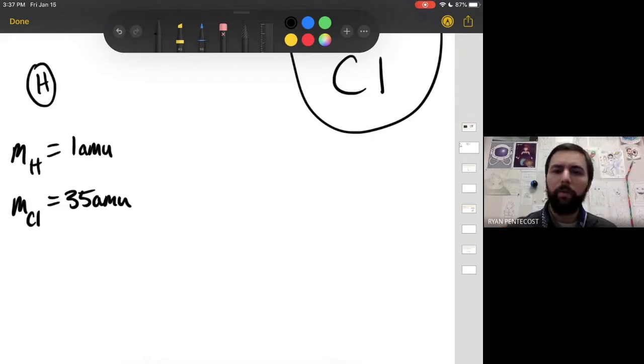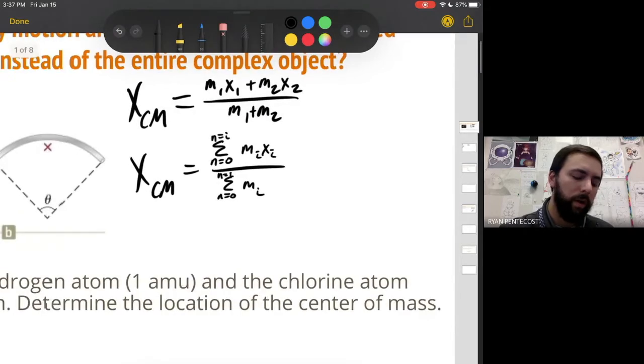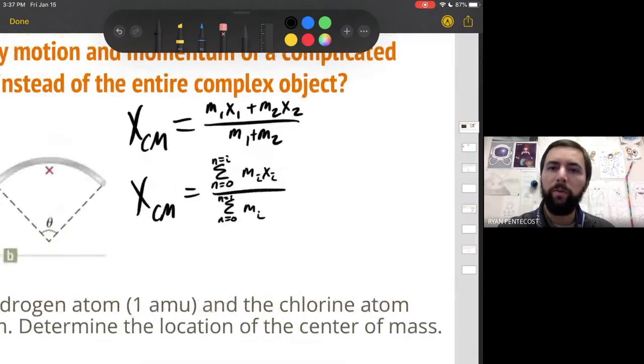Now you can do this two different ways. Remember that the x up here in our equation is the distance from your 0 point.